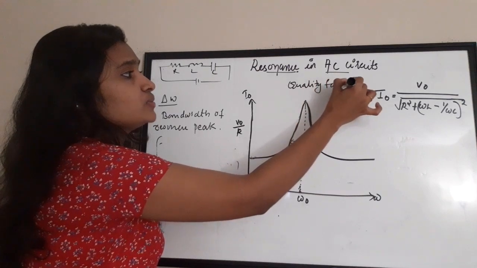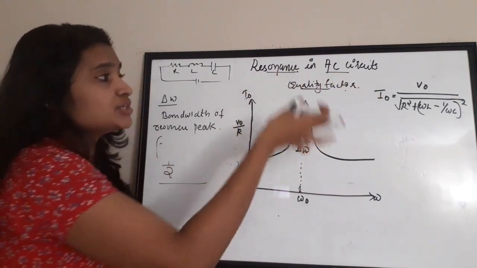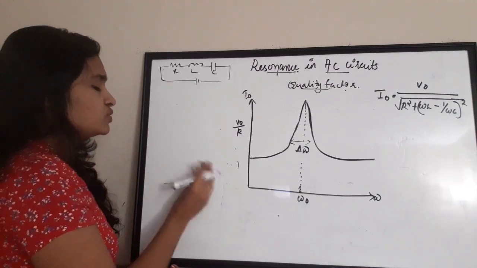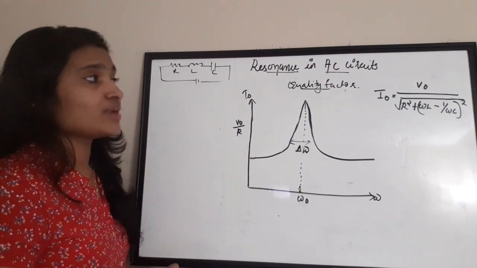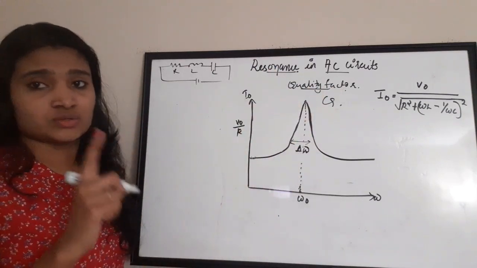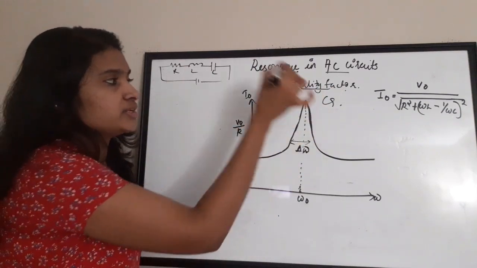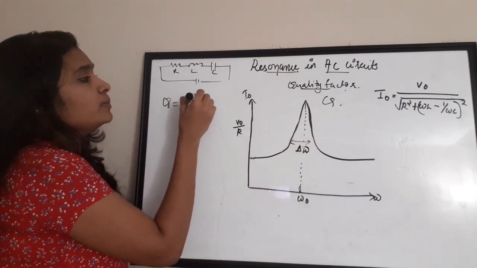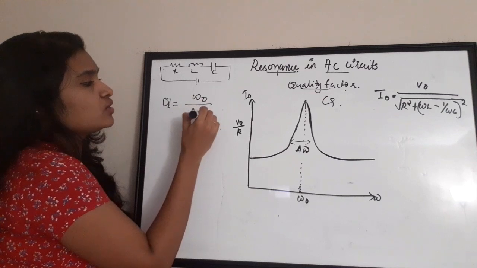I have seen a lot of questions asking the relationship or the equation for these quality factors and all. So please note this down. The quality factor Q contributes to the peak of the resonance peak at this point. The quality factor Q is defined as omega 0 by delta omega.